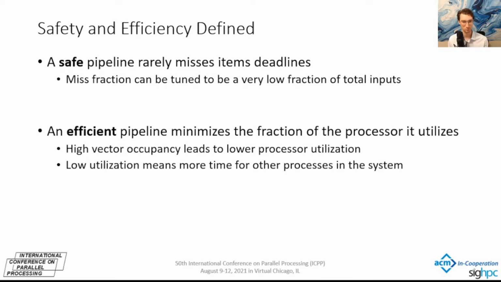Safety and efficiency must be more rigorously defined in order to answer our driving research question. A safe pipeline rarely misses item deadlines and has a miss fraction that can be tuned for a very low percentage of the total inputs that it receives. An efficient pipeline minimizes the fraction of the processor it utilizes. Intuitively, high vector occupancy leads to lower processor utilization, and low utilization means potentially more time for other processes on the system to utilize the device in question, or potentially more time that the device can be powered down into a low-powered state, such as in the case of the gamma ray burst detection system.